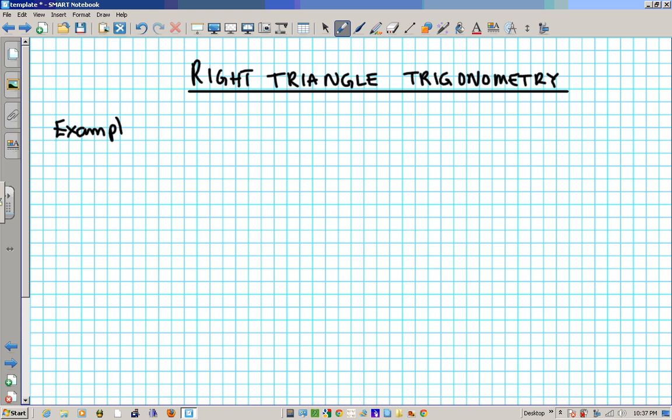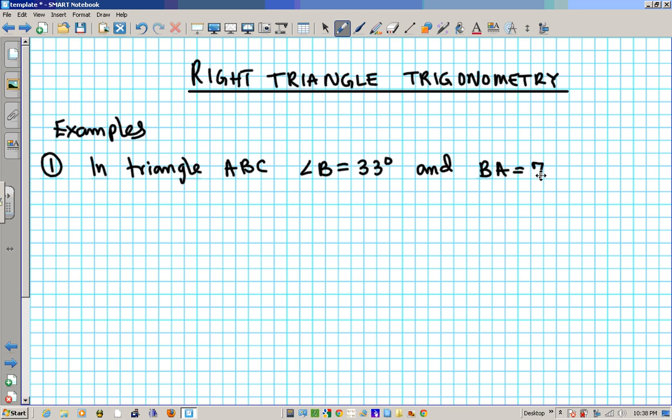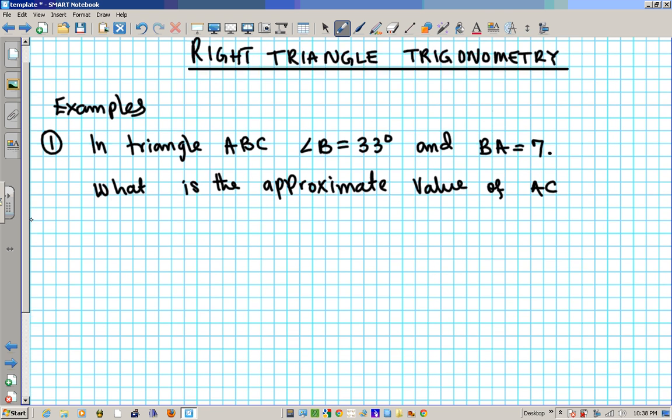Examples. Number one, in triangle ABC, which I'll be drawing momentarily, angle B is equal to 33 degrees, and side BA equals 7. What is the approximate length of AC?